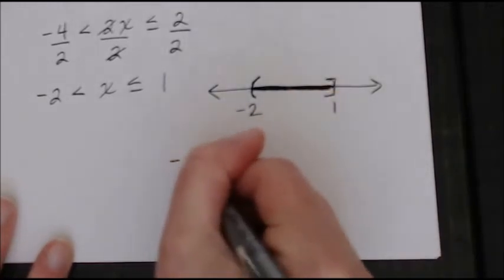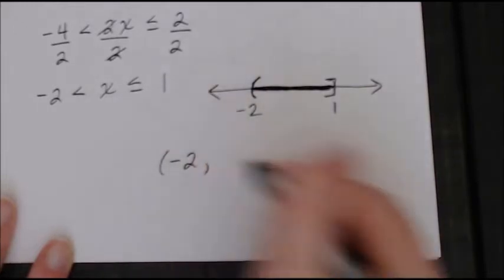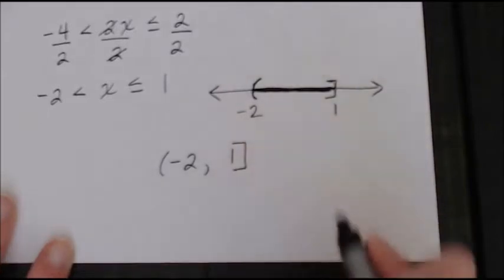So my lower bound would be negative 2. We did not want to include it, so we're going to use a parenthesis, comma, my upper bound would be 1, which we did want to include, so I'm going to use a bracket.